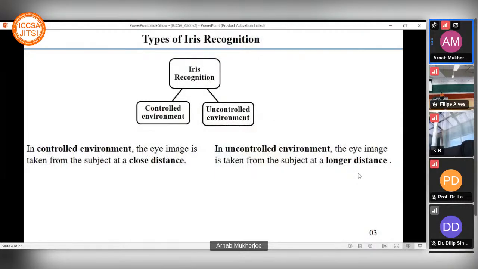Nowadays, two types of iris recognition are used, namely controlled environment and uncontrolled environment. In a controlled environment, the eye images are taken from the subject at a close distance. In an uncontrolled environment, the eye images are taken from the subject at a long distance. Due to the increasing demand for automated human iris recognition, the existing systems are easy to apply for border crossing control systems, but very difficult for high security surveillance in less constrained environments.